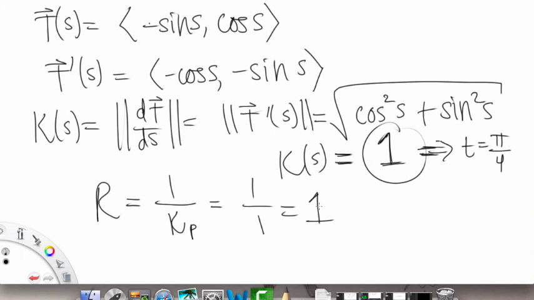That's very convenient. So we found our radius, and the next thing we have to find is the center. The center, OQ, is equal to r of t naught.